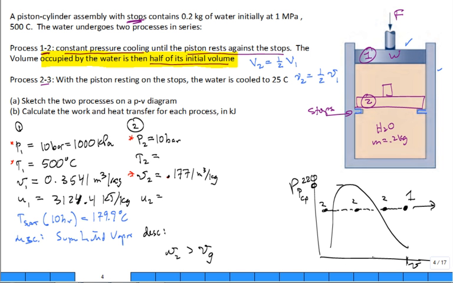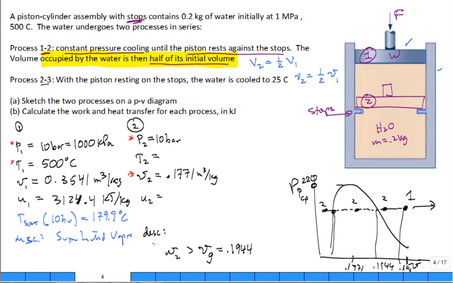But where is 0.1771? You compare it to V sub G at that pressure of 10 bar. That V sub G at the pressure of 10 bar is 0.1944. Is that correct? And now what do you deduce? This value right here is 0.1944. You started at 0.3541 and you're ending at 0.1771. Okay, and then V sub F is a very small number.